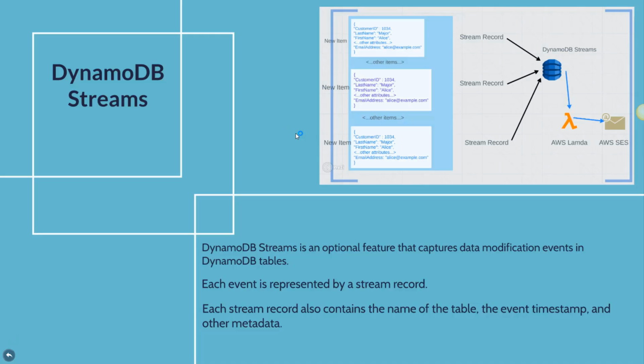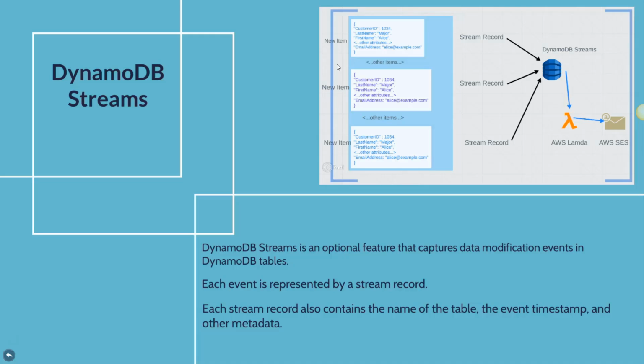You can use DynamoDB Streams together with AWS Lambda to create a trigger, an event that executes automatically whenever an event of interest appears in the stream. Here you can see, for example, a customer table. This is the customer table that contains customer information for a company. Suppose that you want to send a welcome email to each new customer.